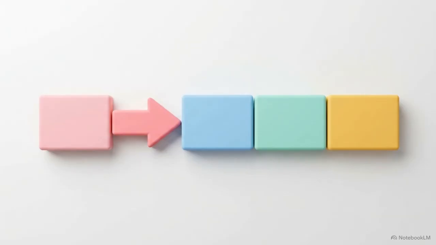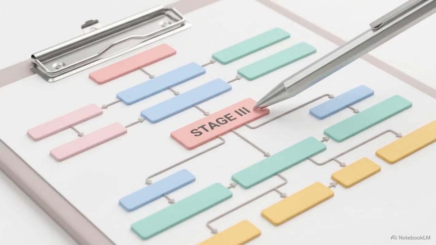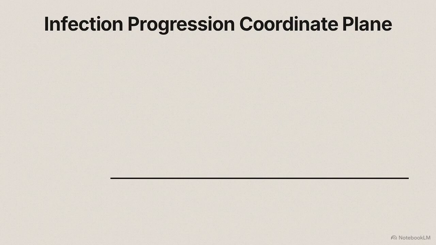Syphilis is a highly structured progression. An untreated infection unfolds over decades, moving through distinct stages that dictate every single clinical decision. To understand how to diagnose and treat it, we map the infection on a master coordinate plane.